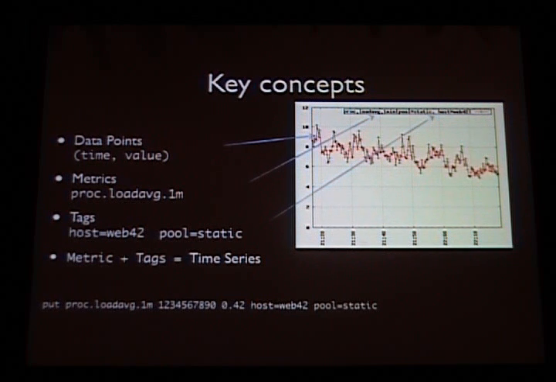So that's it. A data point is a time and a value. It belongs to a metric, and it has a number of tags, and one specific combination of a metric and a set of tags is a time series.